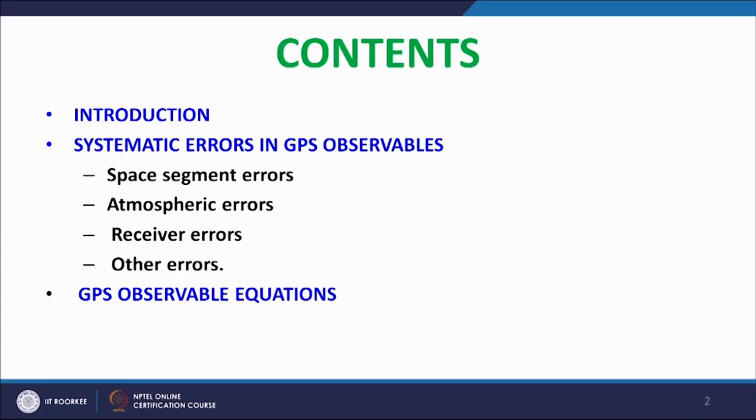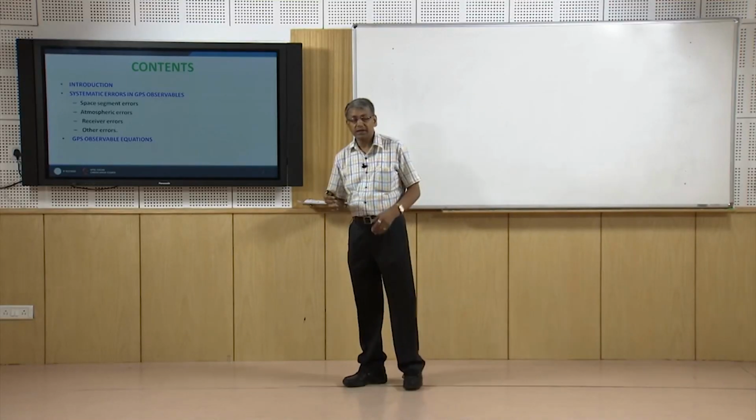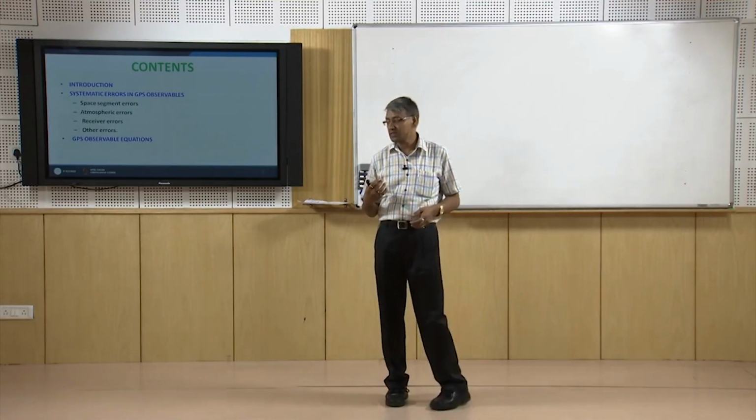Now the content of this class will be like introduction, then followed by different types of systematic errors in GPS observable. There are 4 basic types: space segment error, atmospheric error, receiver error and other errors, followed by the GPS observable equations, which I already discussed in the last class. Today I will just repeat it.